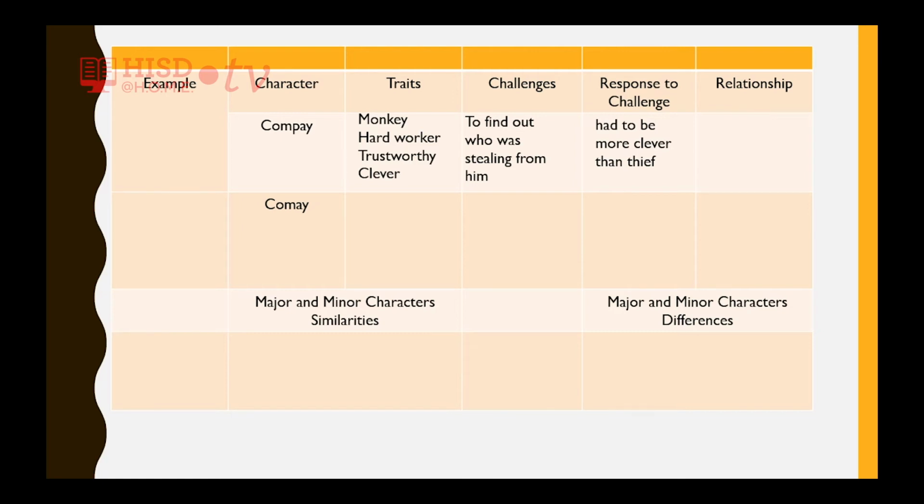Then I want to think about his relationship with the other character in the story. So in the story, he was friends with Komo, but they became enemies by the end of the story when he found out that she was stealing from him.